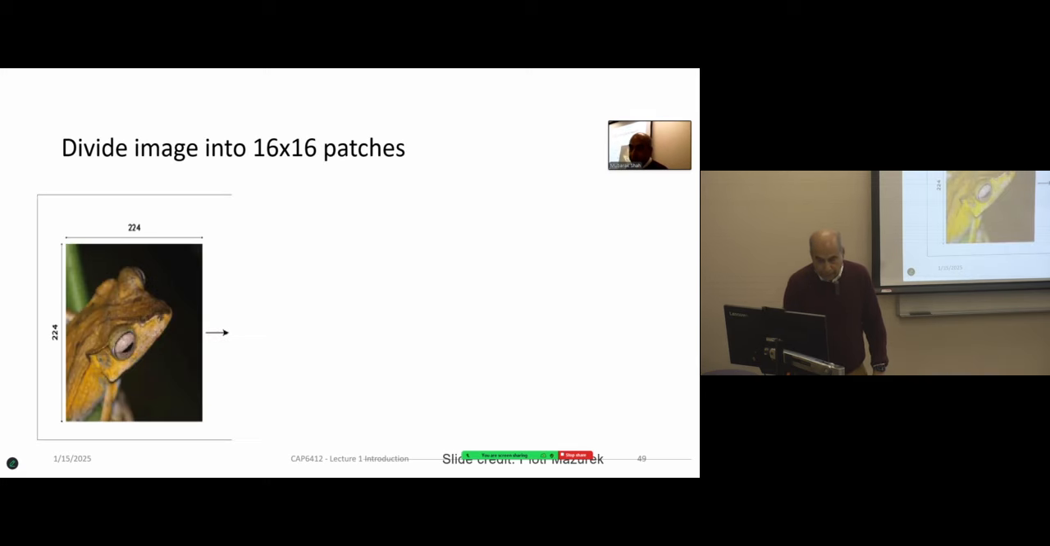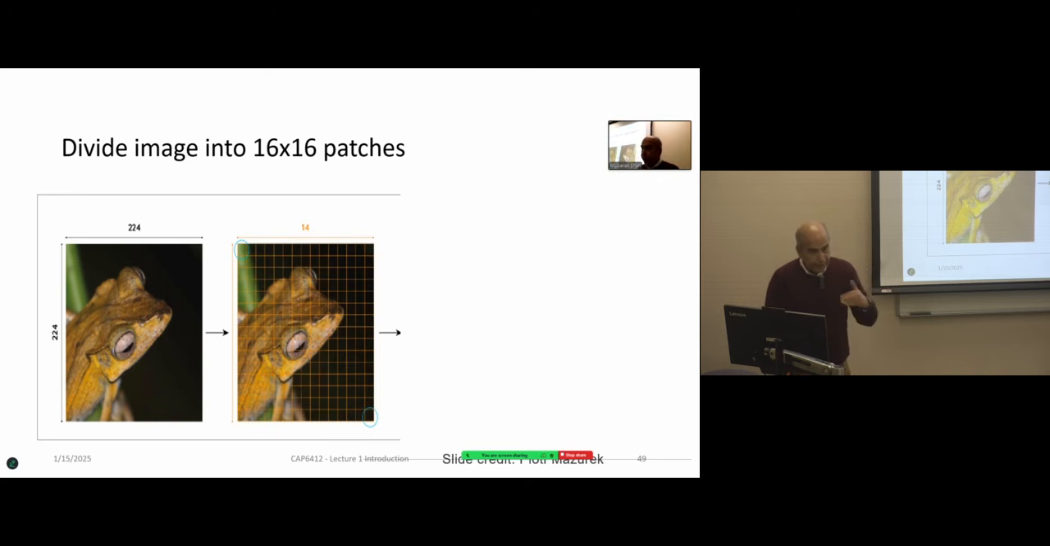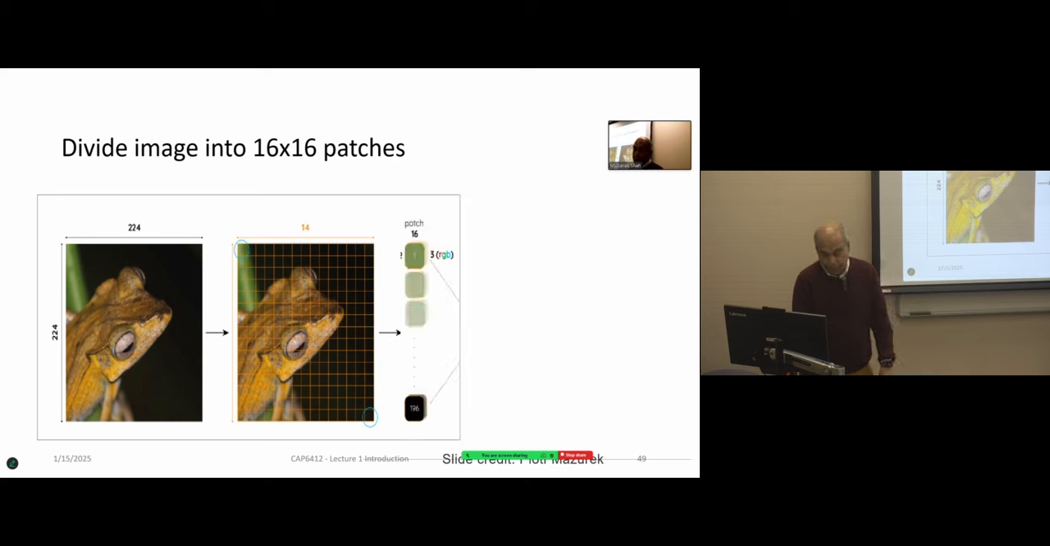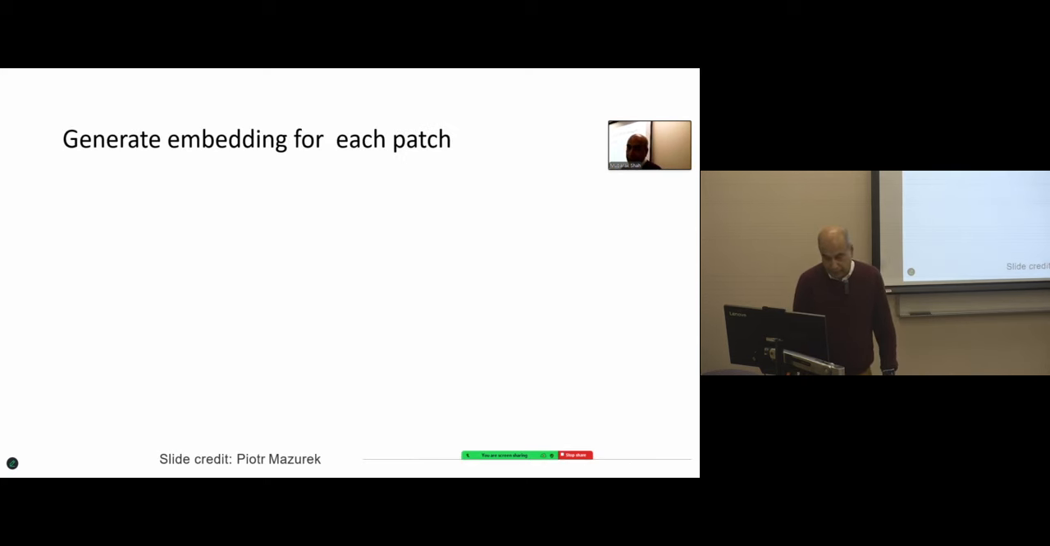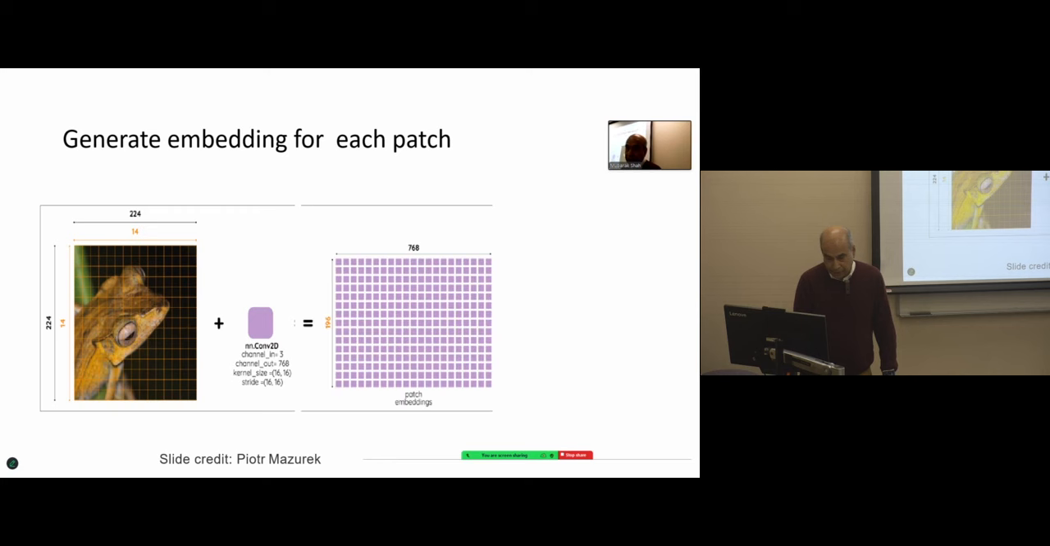This is the standard form of transformer: the normalization, multi-head attention, skip connection, normalization, MLP. So when you divide an image, say 224 by 224, we will have 14 by 14 tokens, okay? That will be 196 tokens for this image. And each patch is 16 by 16 by 3, so it will be a 768 dimension vector for each of those.